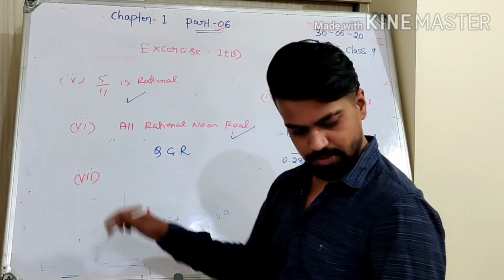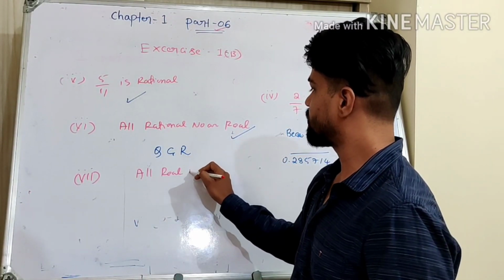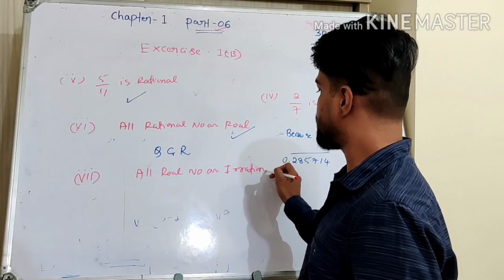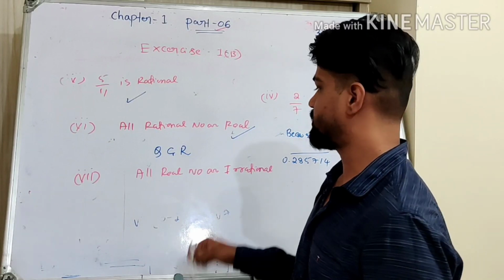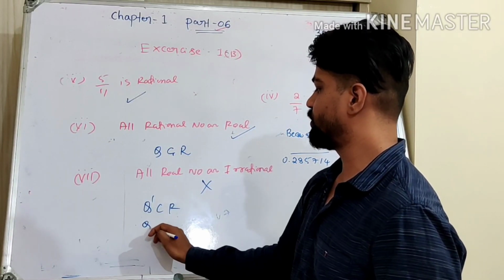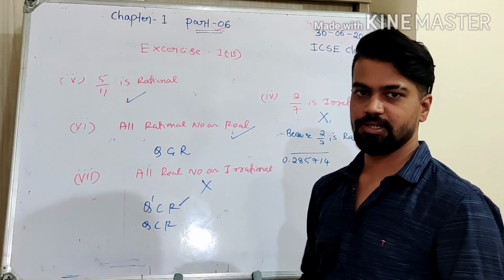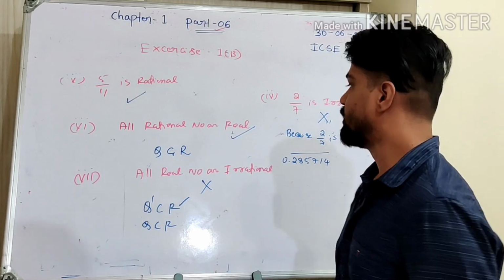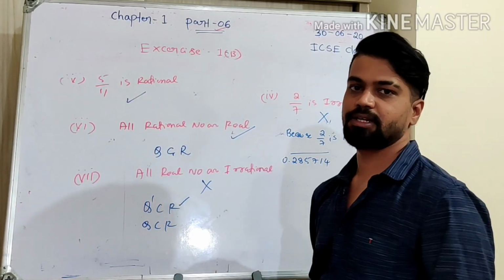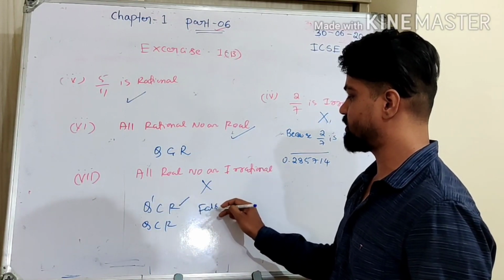Seventh one says all real numbers are irrational. Is it right? Tell me. This is false. That is because Q dash is a subset of R, and Q is also a subset of R. That means every number in the real numbers need not be irrational. They can be rational numbers also. The reverse of this is true: all irrational numbers are real. But what they are saying is all real numbers are irrational, which is false.